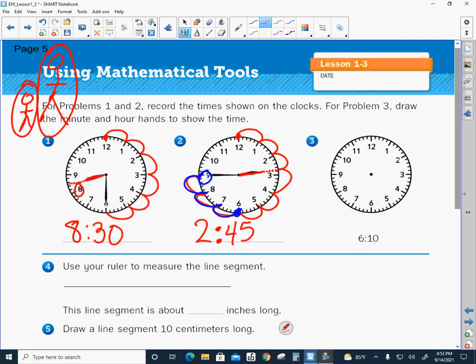And in problem number 3, I'm going to create the time 6:10. Now remember, that first number, that's my hour. That's my little hand. So I'm going to put my little hand pointing toward the 6. And then 10 minutes. I'm going to start here. That's 0, 5, 10. My big hand needs to be pointing at the 2 for the 10 minutes.